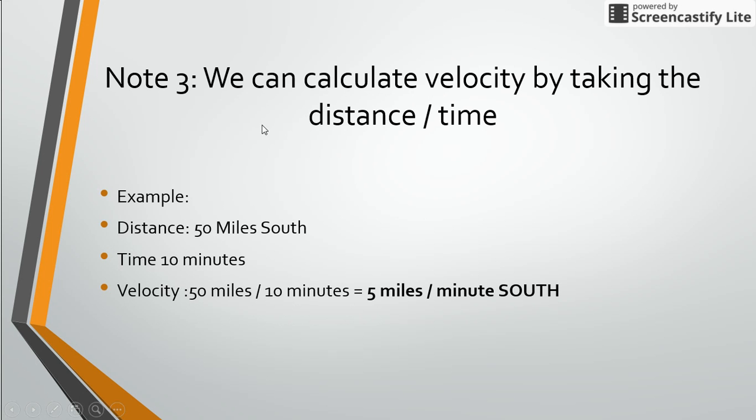Note 3. We can calculate velocity by taking the distance, dividing it by the time. So for an example, just like speed, if my distance was 50 miles south, that's where I was traveling, and it took me 10 minutes, my velocity would be 50 miles divided by 10 minutes, which is going to be 5 miles per minute going south. That's why it's a velocity, not just a speed.